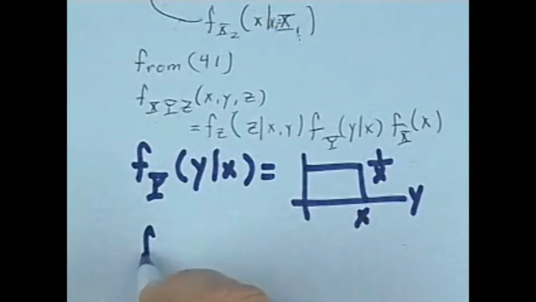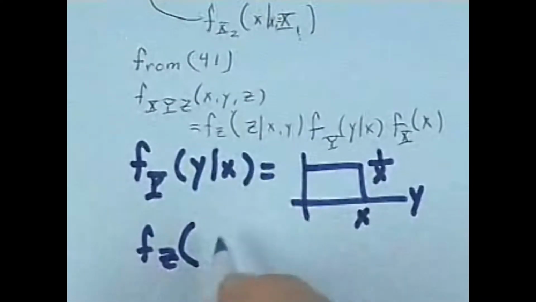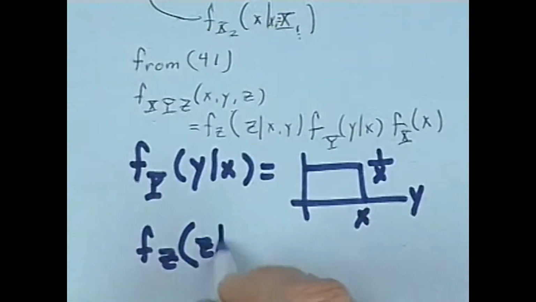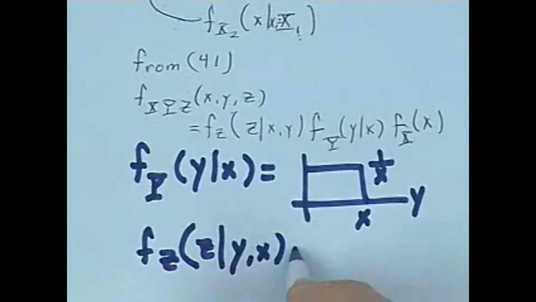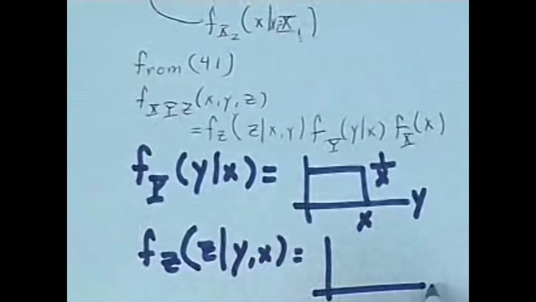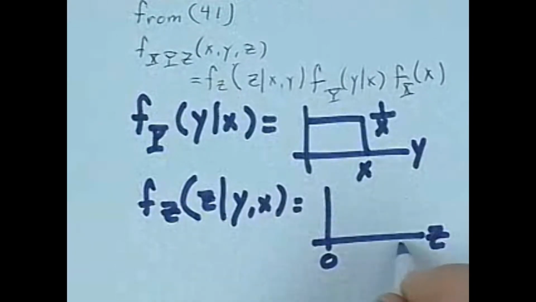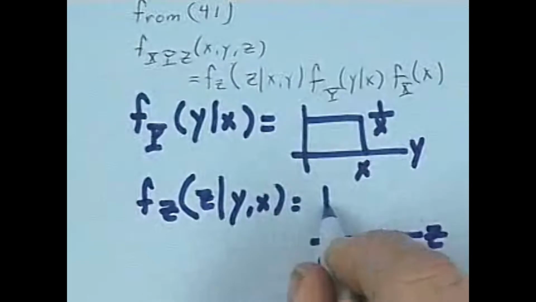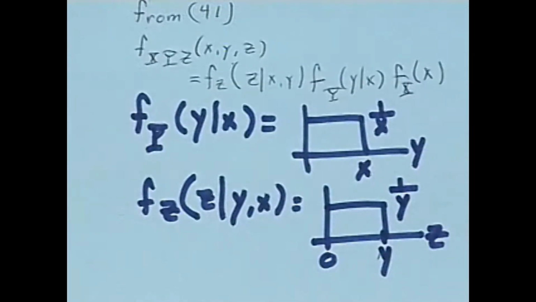In a similar fashion, f sub z of z given y and also given x, because we need x in order to get y, turns out to be a density function which looks like this as a function of z. It goes from the interval 0 to y, and has a value of 1 over y. You agree with that?